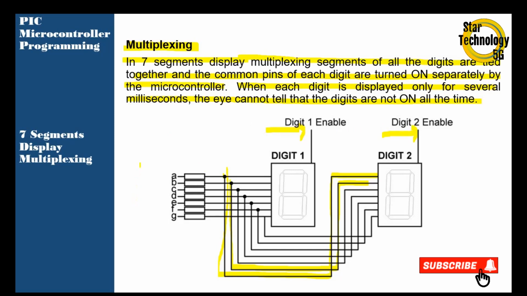And if we want to display any number, just like number 1 on display 1, we will send that code to the segments and we will turn on digit 1 and we will send 0, just like off, to digit 2, and it will display number 1 on digit 1.